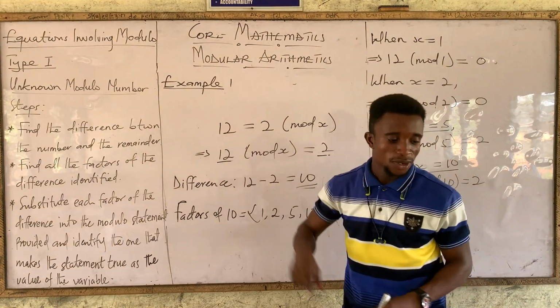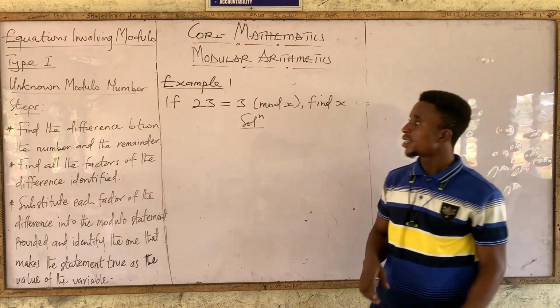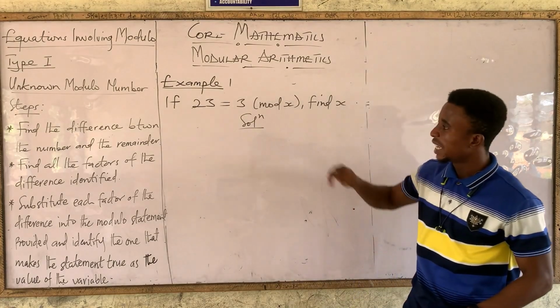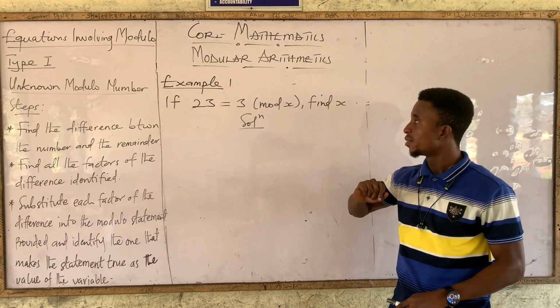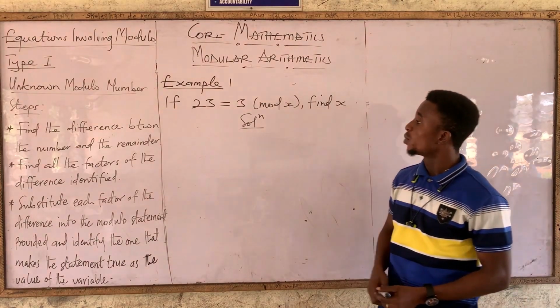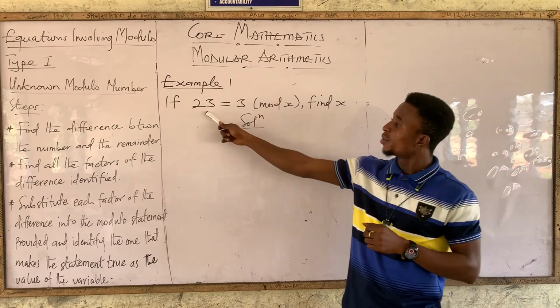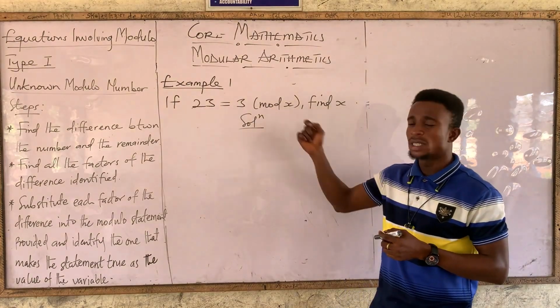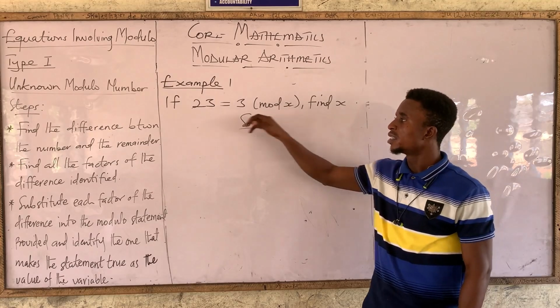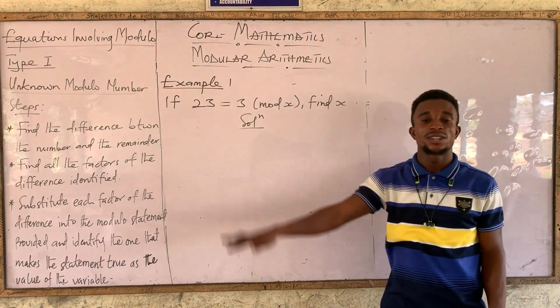Let's take our first illustration. So our first example says, if 23 is equal to 3 in mod x, we have to find x. Are we getting that? So 23 is equal to 3 in a certain mod. So in what mod is 23 equal to 3?